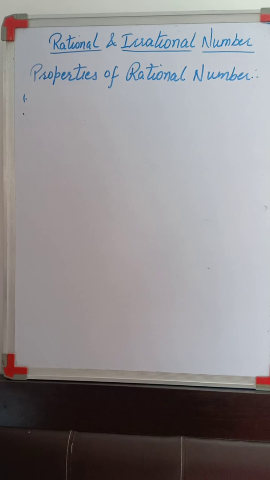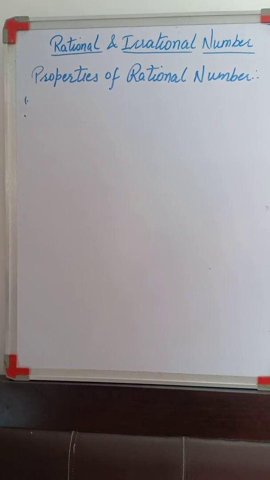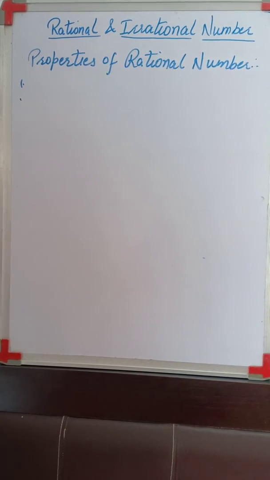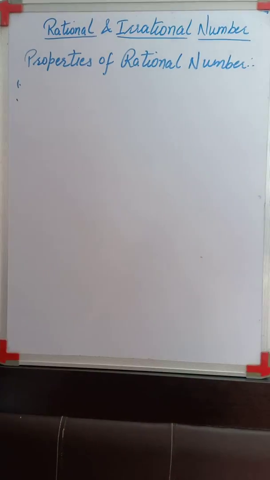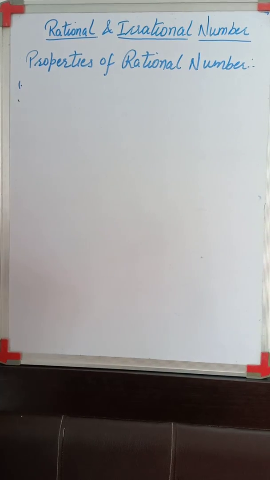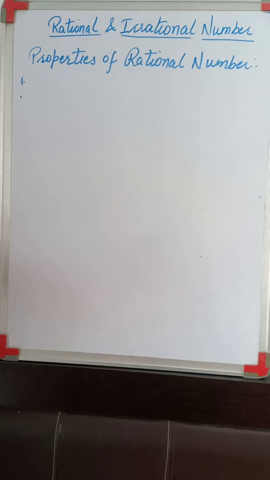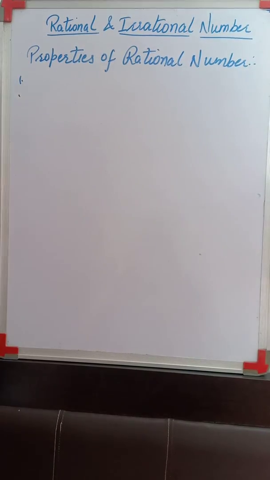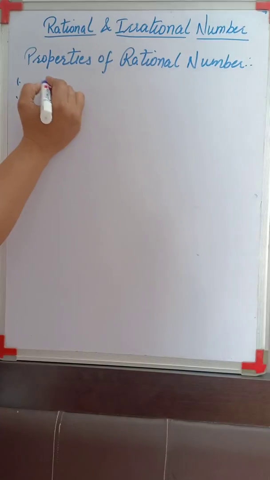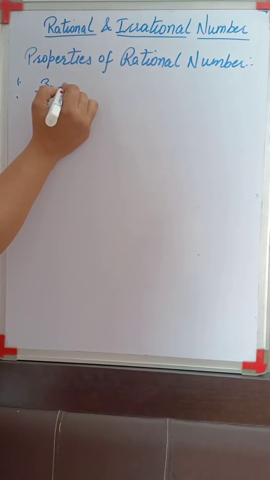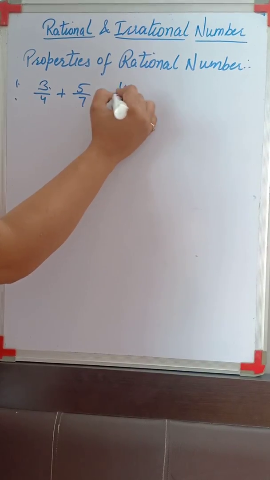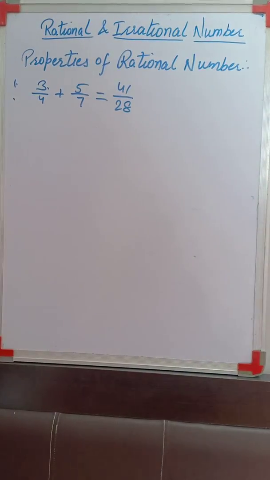So next is, what are the properties of rational numbers? We have learned what rational numbers are, then what are the properties. So the first property of rational numbers is that whenever we add, subtract, multiply or divide rational numbers, the answer will always be a rational number. I am saying addition of rational numbers is always a rational number. For example, if I take 3 upon 4 plus 5 upon 7, what will the answer be? It will be 41 upon 28, right?